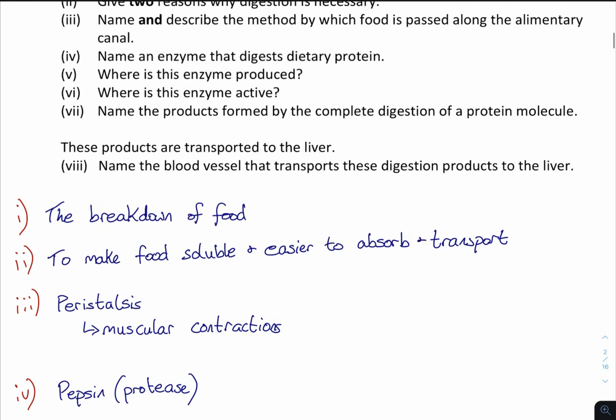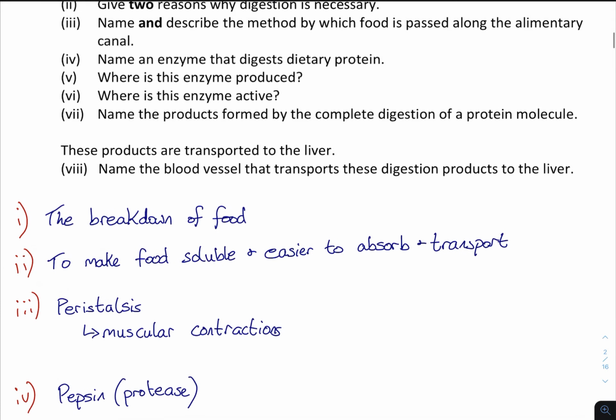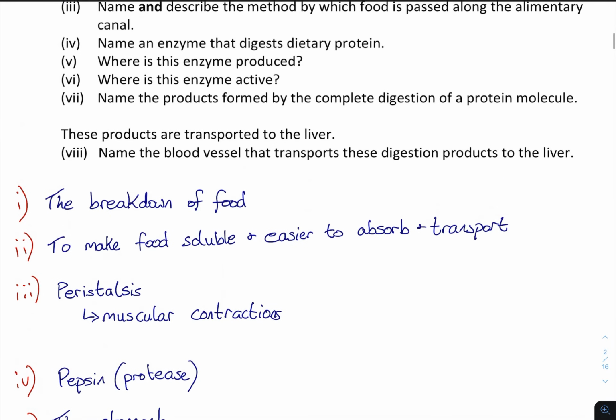Now, where is it produced? The stomach, that was fine, but part VI then caused a few issues. Where is it active? Well, it's also the stomach, and as soon as students wrote down the stomach twice, they were thinking, oh, hang on, have I made a mistake? Which is very understandable, because that's exactly what I'd be thinking myself. And in this case, they weren't. Now, there are other answers acceptable for these, but I'm just going to go over the key answers. VII, the products formed by the complete digestion. So I don't want to see peptides.